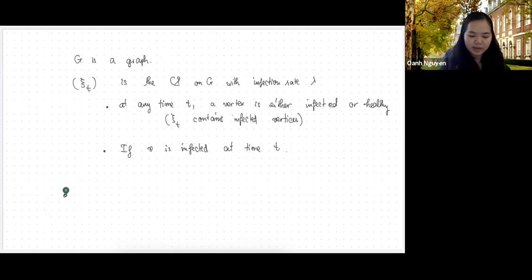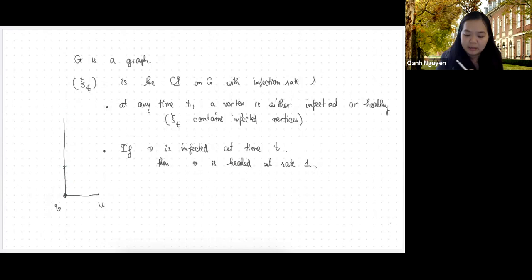okay, so let's say we have a vertex V, and it has many neighbors, but one of the neighbors is U. Then V is healed at rate 1, meaning, as in the drawing that we saw in the previous page, there is a Poisson clock at rate 1 that whenever the clock rings, the vertex V will be healed.